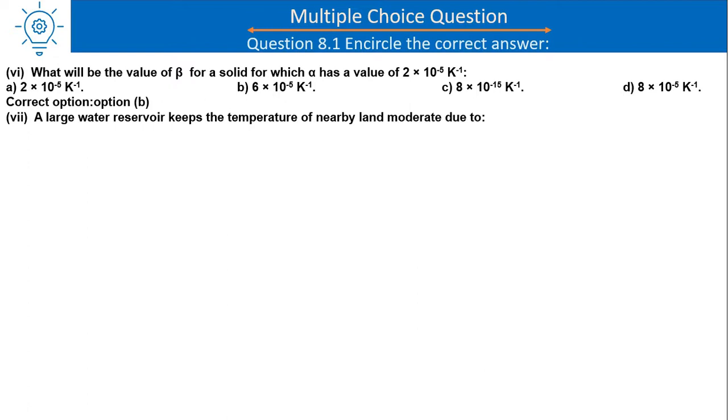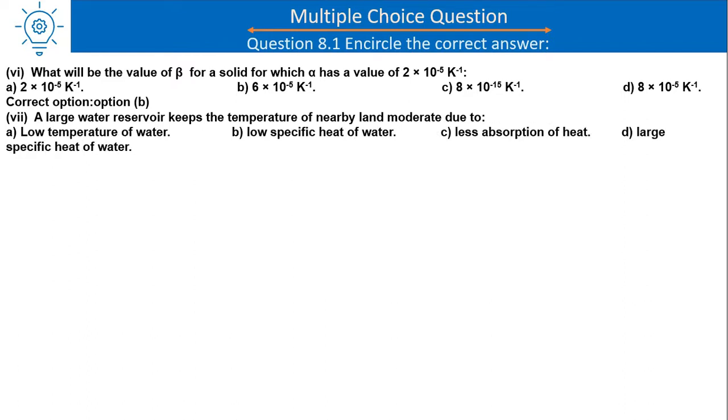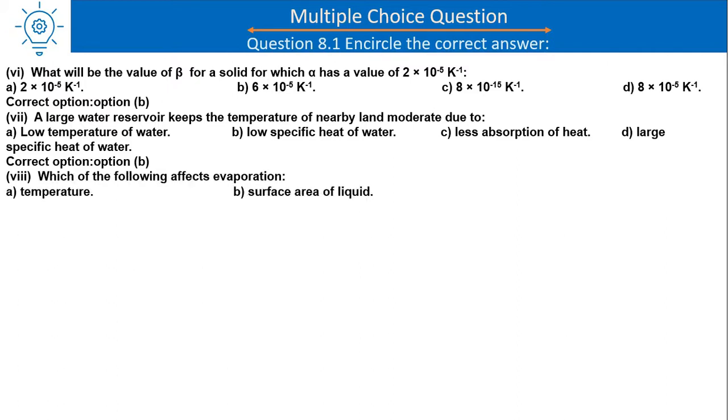Number 7, a large water reservoir keeps the temperature of nearby land moderate due to: low temperature of water, low specific heat of water, less absorption of heat, or large specific heat of water. So the correct option is option B, low specific heat of water. Number 8, which of the following affect evaporation? Temperature, surface area of liquid, wind, or all of above. So the correct option is option D, all of the above.